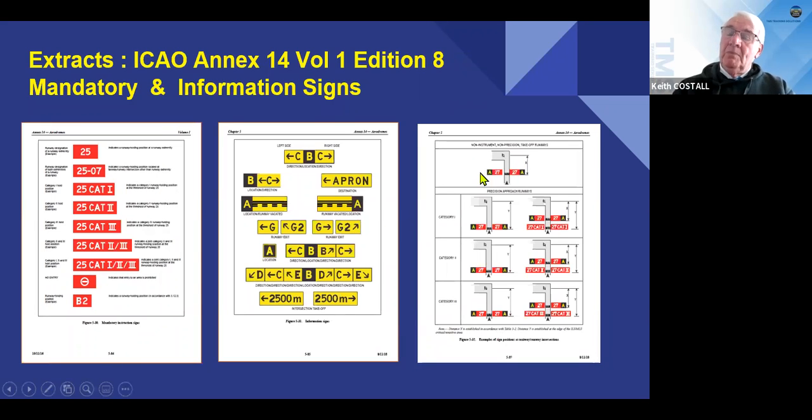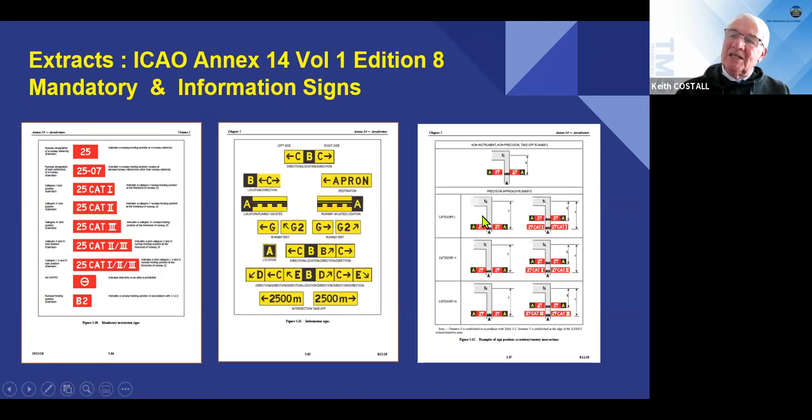So, on my right hand one here, in this diagram, I've just pulled out some typical mandatory signs associated with a runway holding position, because we know from the designer element that the minimum distance for a runway holding position is going to be 75 meters from the runway center line.